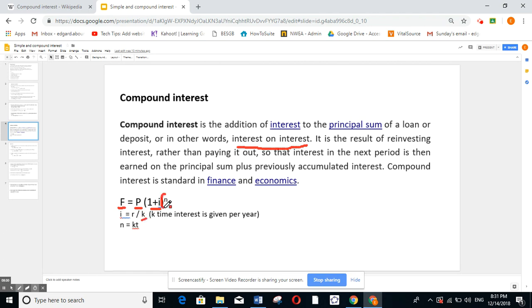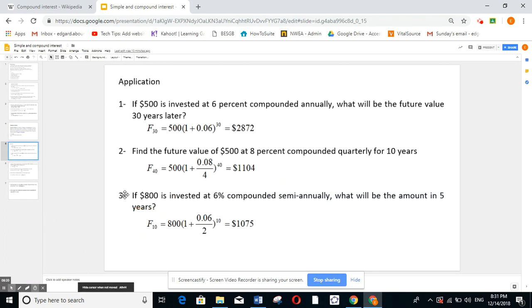And the power n is how many times you're going to get the interest during the whole period of time. For example, if you put your money for 5 years and you get interest monthly, you multiply 5 times 12, so it will be 60 times you're going to take the interest. So let us take examples on these.